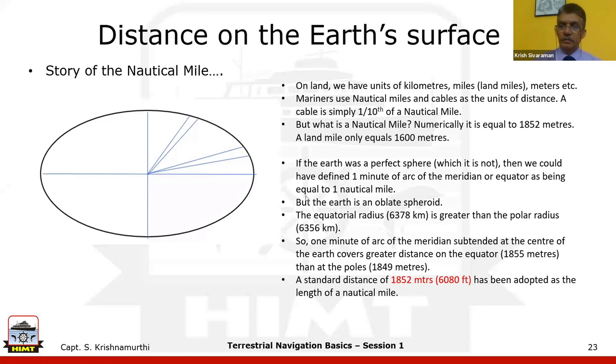So the difference is it's a mean value. 1855 meters at the equator and 1849. It's just 6 meters off. So a standard distance of 1852 has been adopted as the length of a nautical mile. For all practical purposes, we can consider it to be almost equal to 1 minute of arc of meridian or equator.